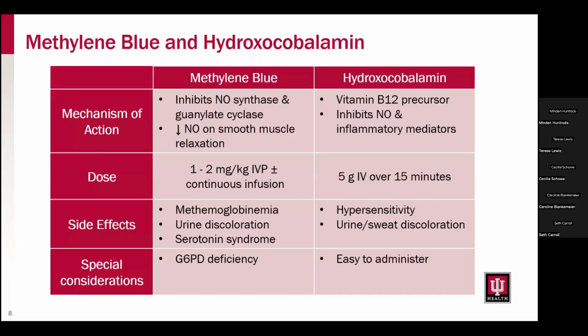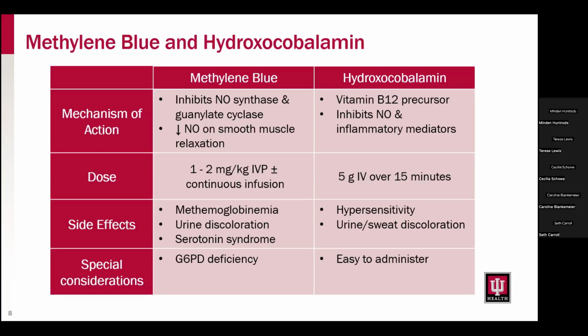Looking specifically at these refractory therapy options, we have methylene blue, which works by inhibiting nitric oxide synthase and guanylate cyclase, so it decreases the nitric oxide effect on smooth muscle relaxation. The dose is usually 1 to 2 milligrams per kilogram IV push, and sometimes patients are continued on a continuous infusion, but that is still variable. Side effects associated with methylene blue are methemoglobinemia, urine discoloration, or even serotonin syndrome, but usually it's fairly well tolerated.